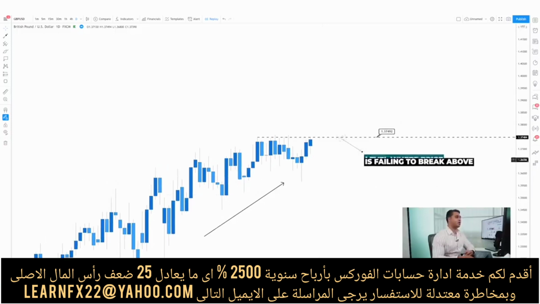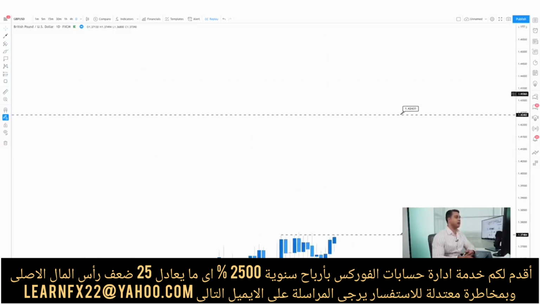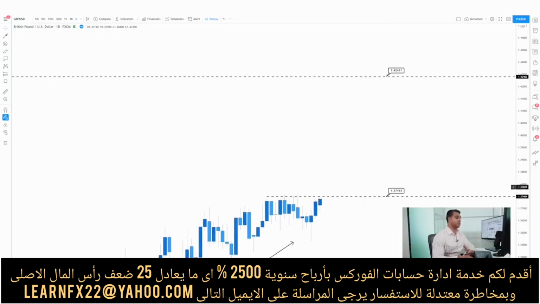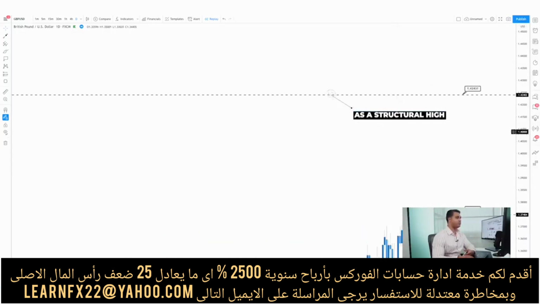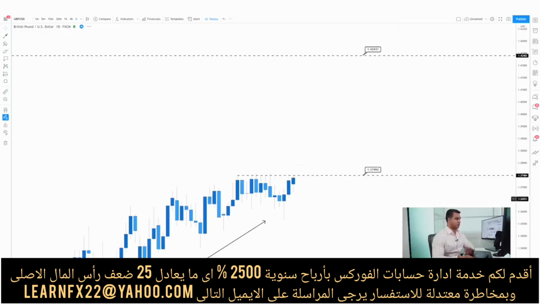We have a level in the market where price is failing to break above, which is around 37.49. And you'll just have to follow me here. We have a key level in the market where, if the market is trending up and we do finally break above these levels, we can target a structural high around 42, 43. But this is our example.